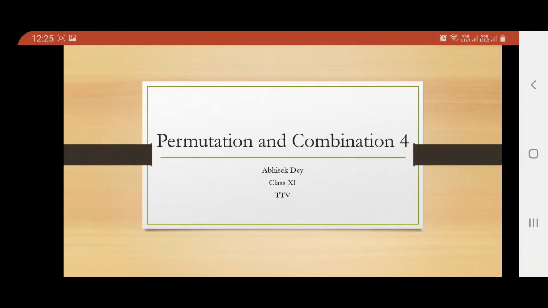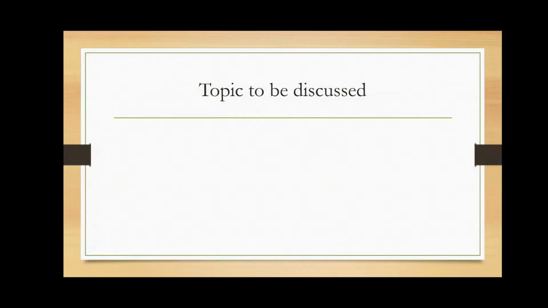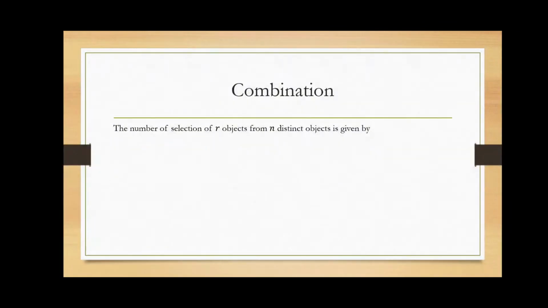Hello there. We start off with the fourth and the final class of the chapter Permutation and Combination. And in this class, we are going to discuss the topic of combination. Now, to begin with, some of you, if you have already done it, must know that combination means selection.